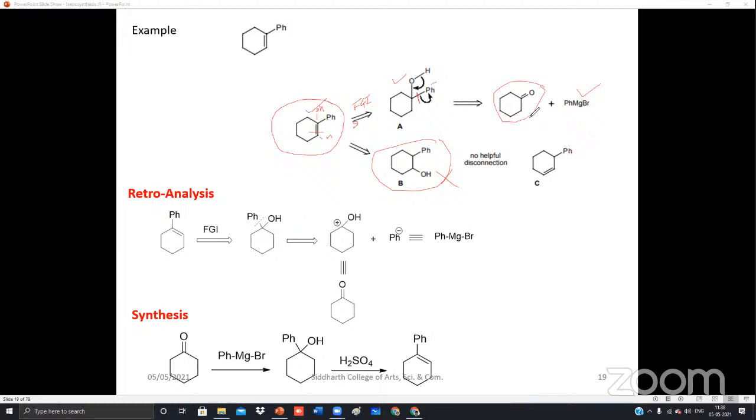Now, when this cyclohexanone reacts with PhMgBr, you will get this alcohol. On dehydration, using H2SO4, you will get the target molecule. Okay, so this is how we have done the synthesis.